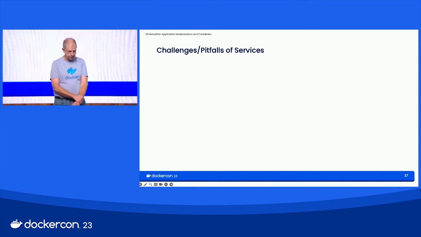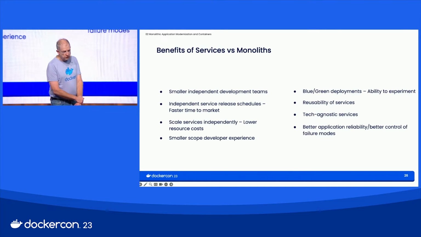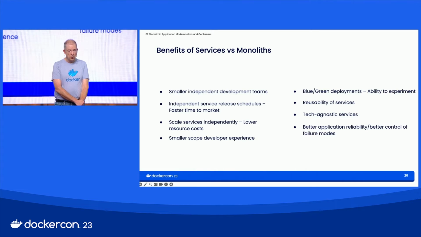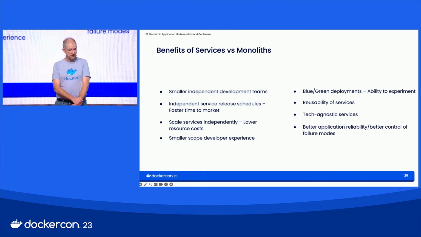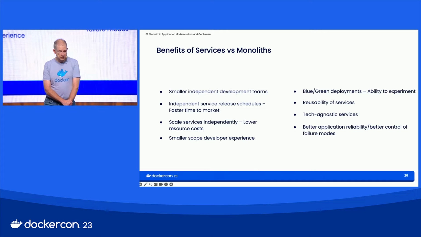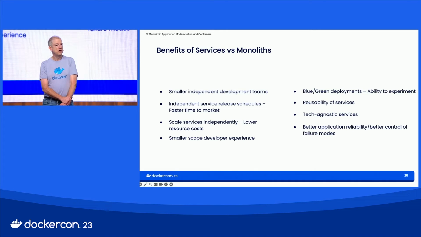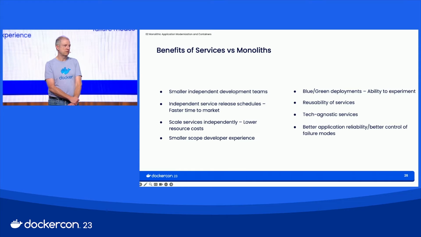So let's go back. Smaller independent development teams. Is your organization ready for that and have the maturity to be able to do that? Independent service release schedules. Can your release processes handle doing that? Scaling services independently, blue-green deployments. Is your technology stack ready to do this? These are all things you've got to think about when you're actually making these changes.